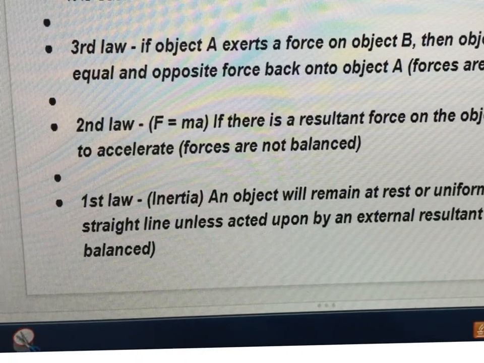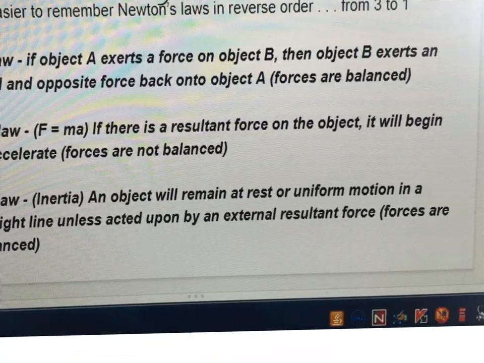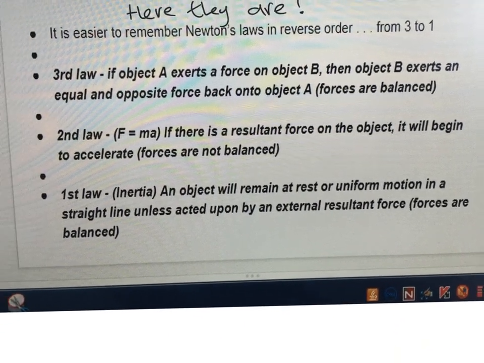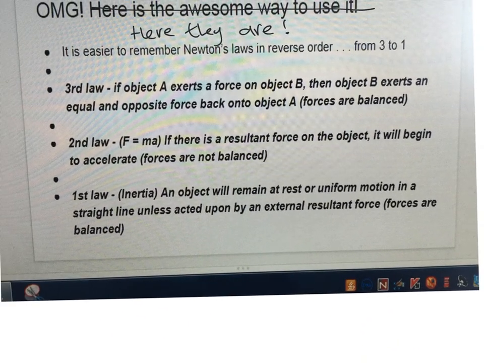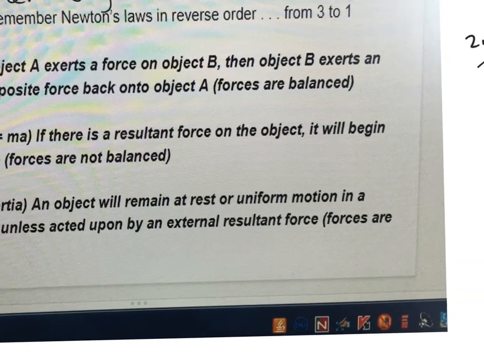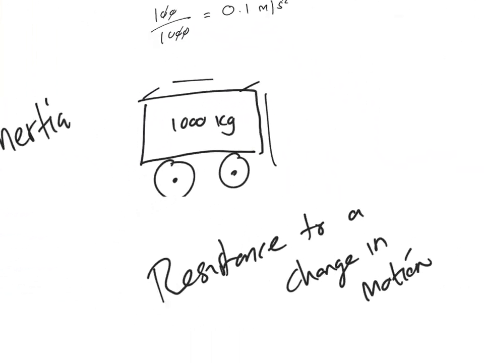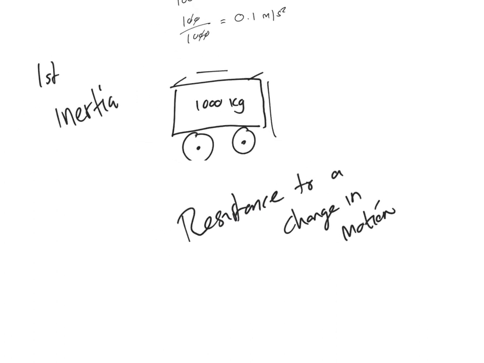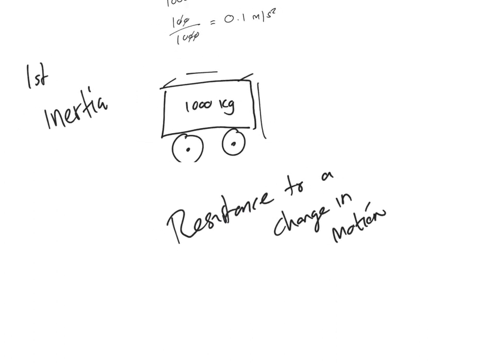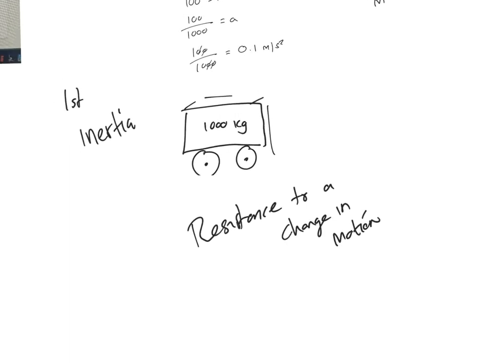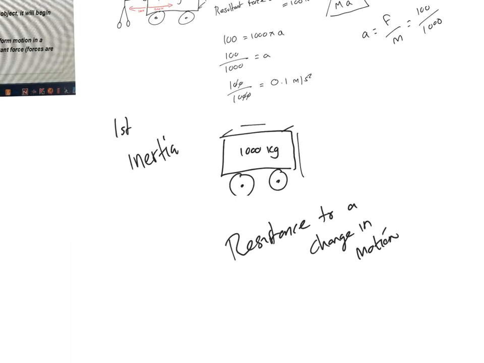Now, Newton's first law, also called inertia: an object will remain at rest or uniform motion in a straight line unless acted on by an external resultant force. These forces are balanced. Let's have a look. Inertia is kind of a resistance to change in motion. The more mass the object has, the more resistance it will have to motion.